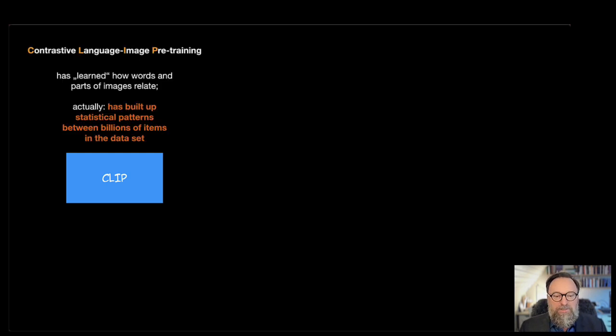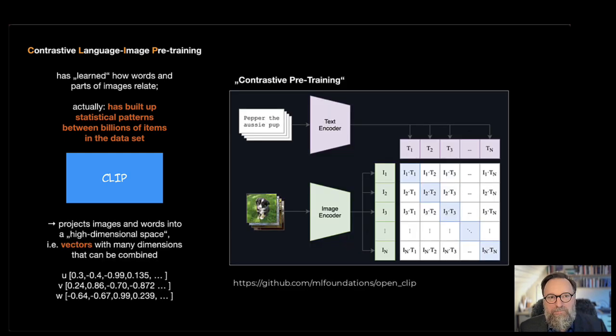So what we have here is a component that translates the words we put in as prompts into images, but not the concrete images that are generated by the AI. It's just a module that has been trained to connect words and parts of images. Actually, it has built up statistical patterns between billions of items, words and images connected in the data set. So what it does is it projects images and words into what is called a high-dimensional space. That is a vector number with many dimensions that can then be combined.